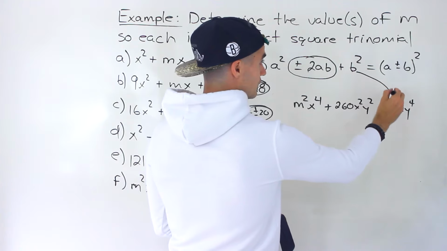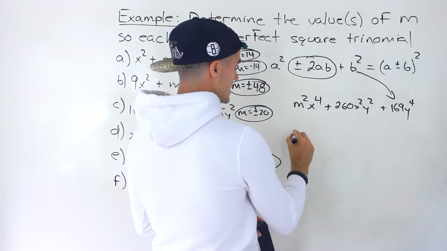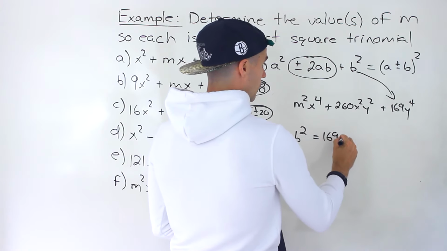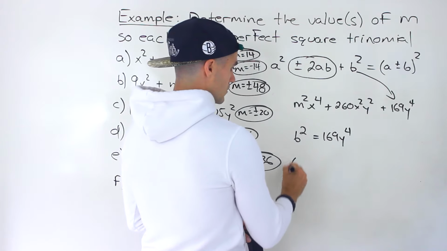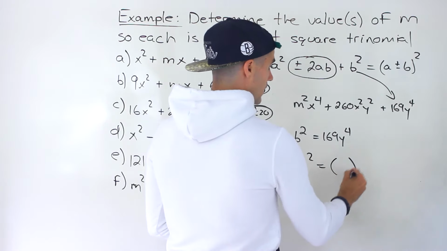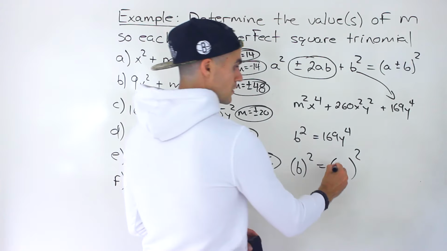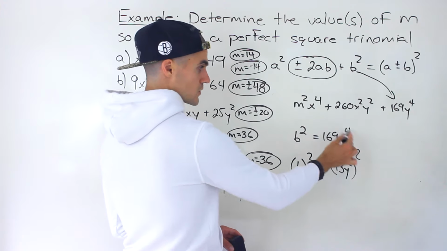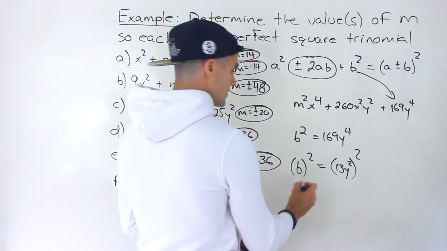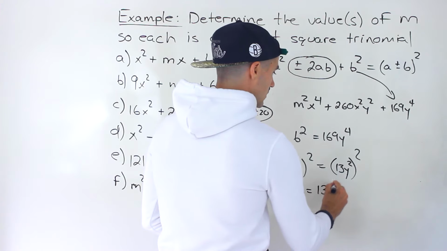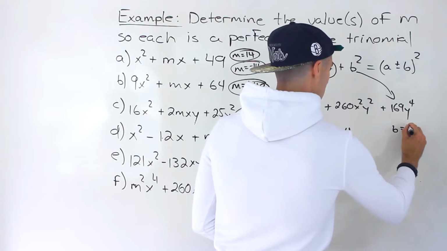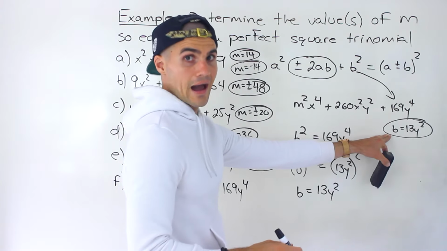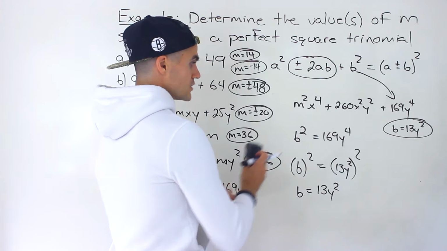So notice we could definitely solve for the b value because we could tell b squared equals 169y to the 4. So b squared, we have to write this as something in brackets squared, which would be 13y squared. 13y squared squared would give us 169y to the 4. So we could tell the b value is 13y squared. So let's actually write that right there. Okay, so from here we got our b value for that general formula.